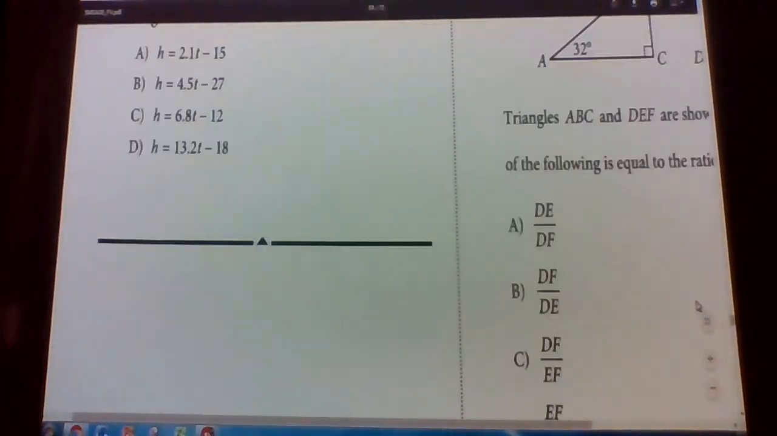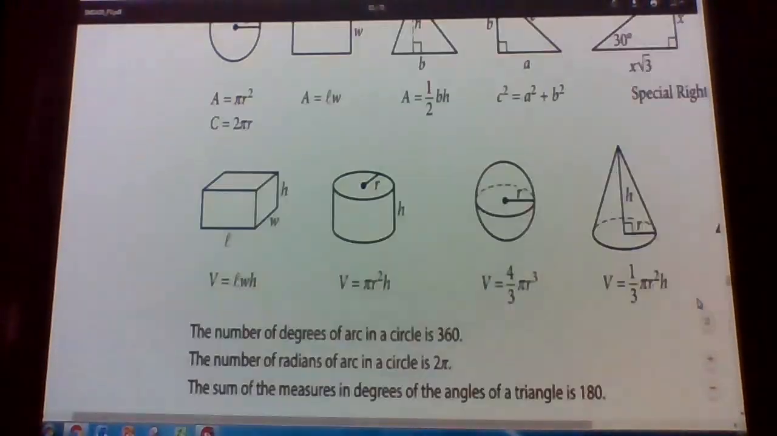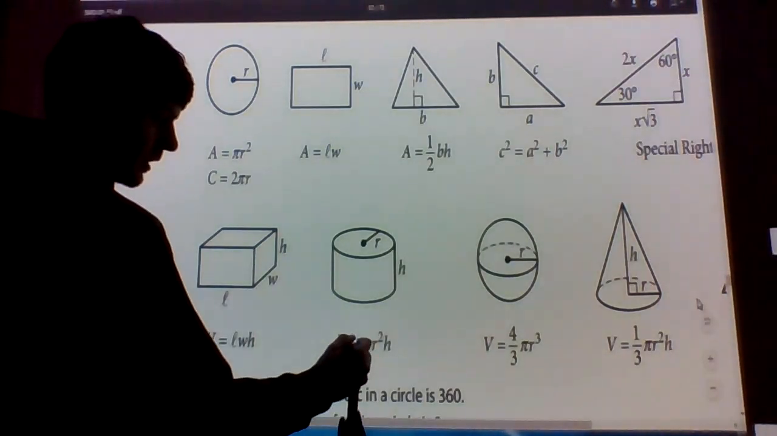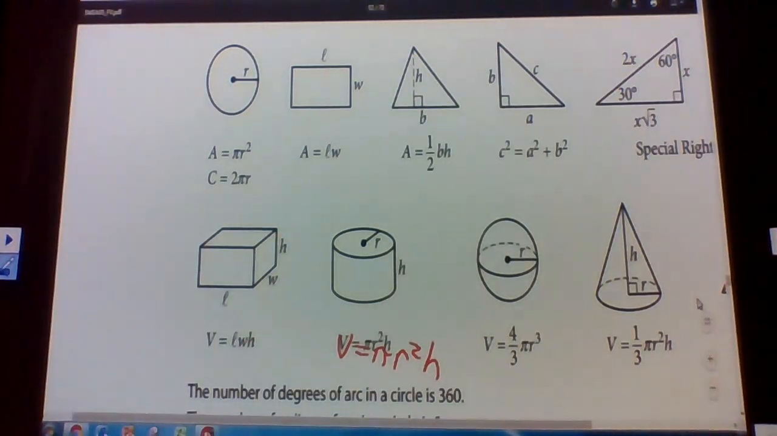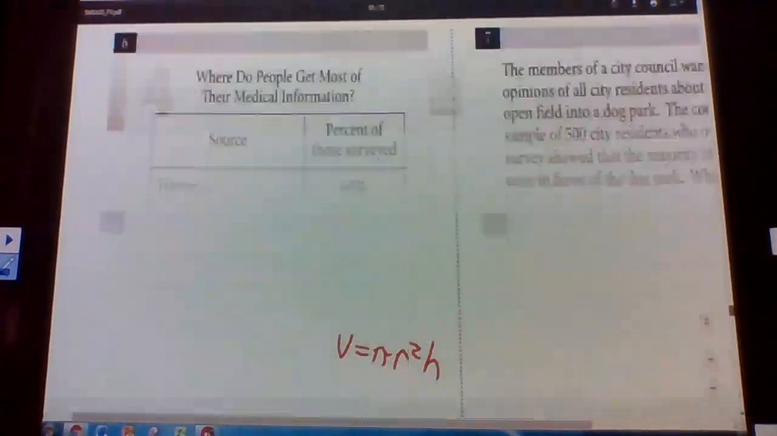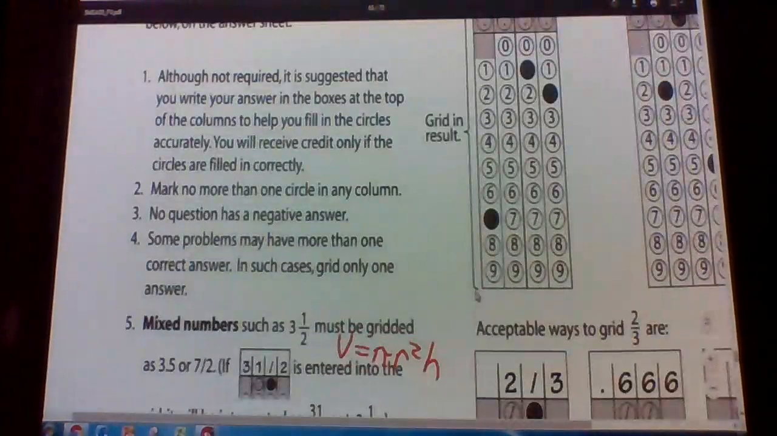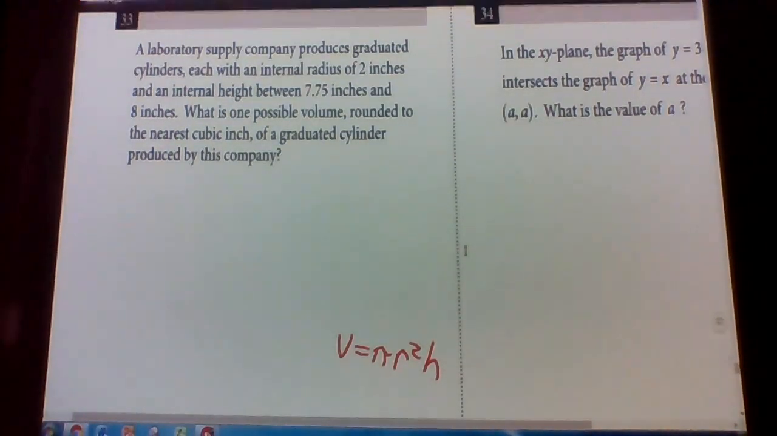So if you go all the way up to the beginning of the test, they give you a volume sheet. Okay, we're looking at the cylinder. So volume for us is pi r squared h. Alright. So it's on the sheet for you. All these volumes, all these areas, they're on there for you. Okay. What is one possible volume?